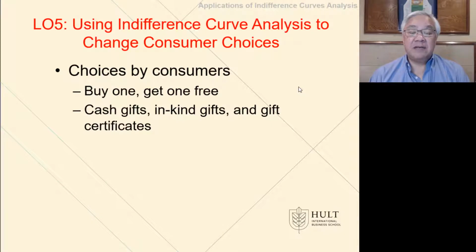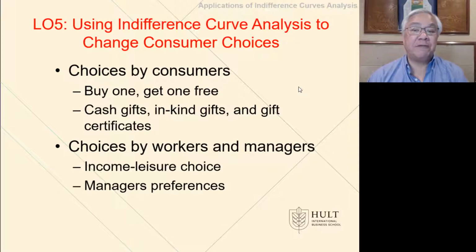We can also use the indifference curve to analyze what would happen with choices. Sometimes choices are by consumers. We're going to look at two examples of tricky marketing tactics one might use. One is buy one, get one free, otherwise known as BOGO. Second is cash gifts, where we get some in-kind or gift certificates. So we'll look at these two alternatives.